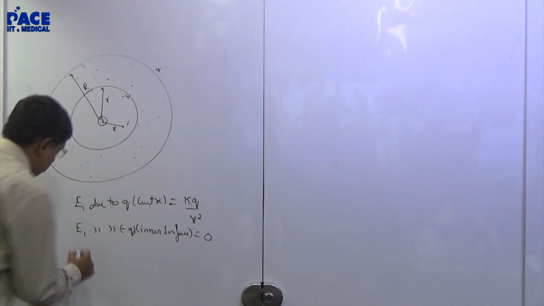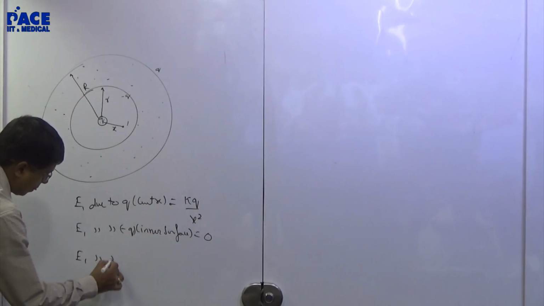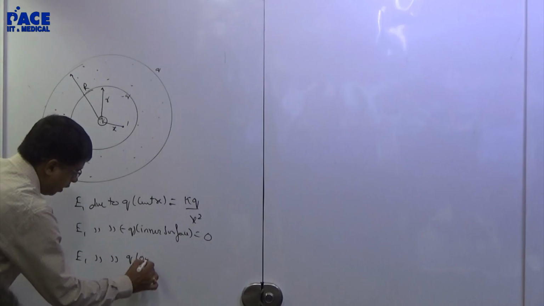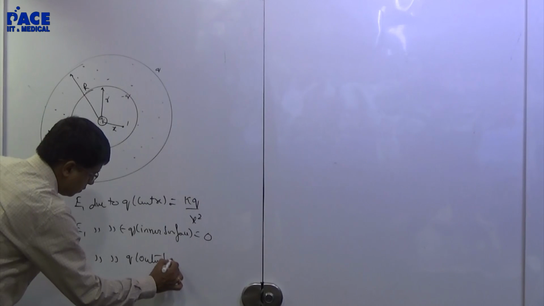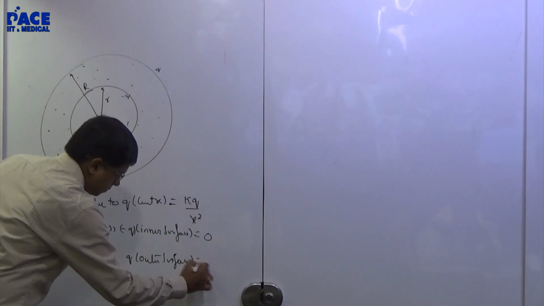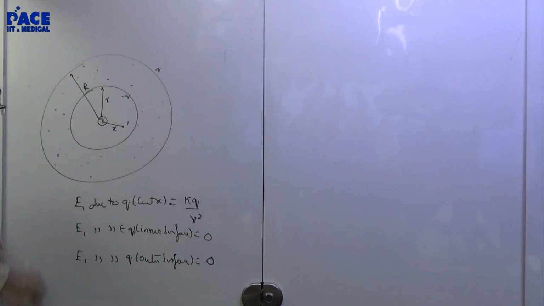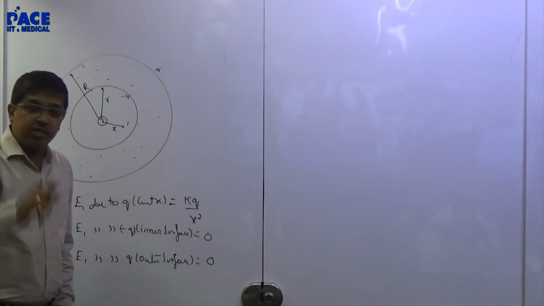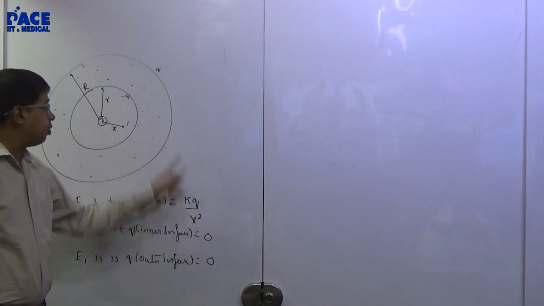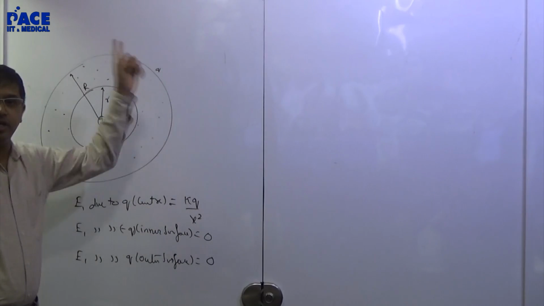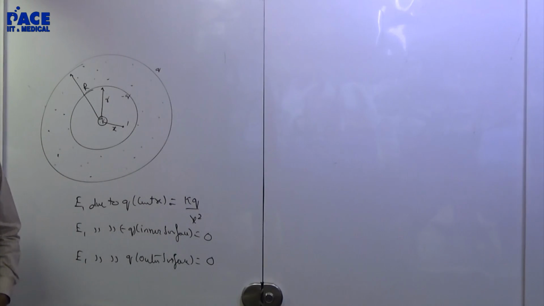Now field at 1 due to Q on the outer surface. Louder. 0, because that will remain uniformly distributed on the surface.